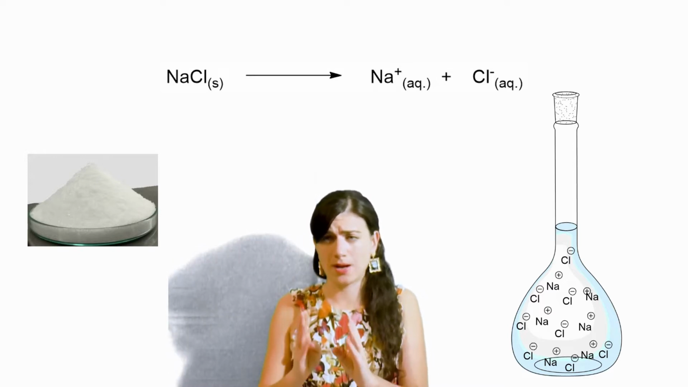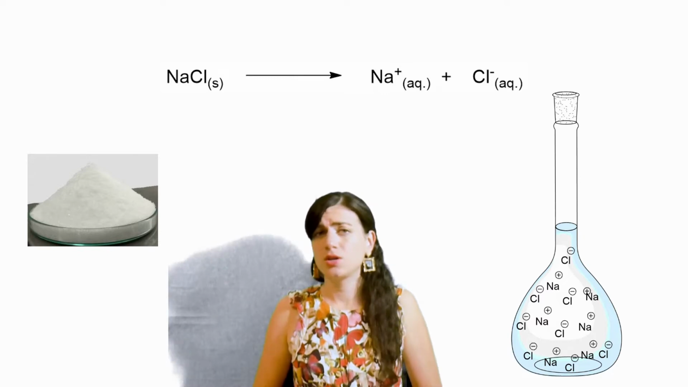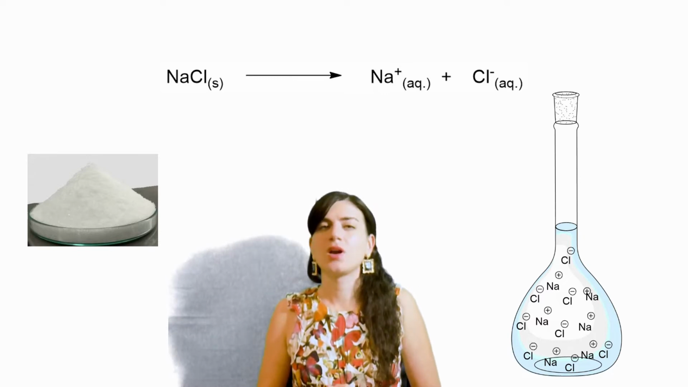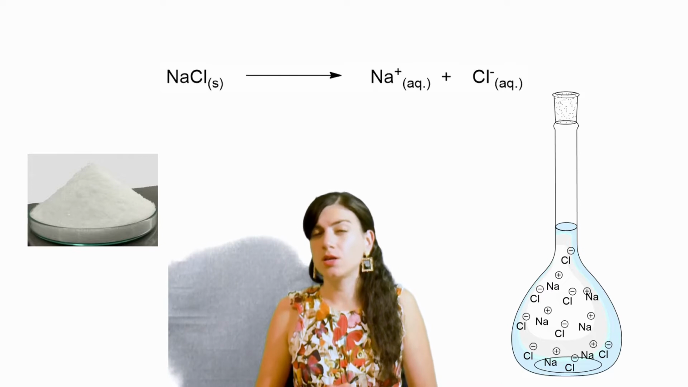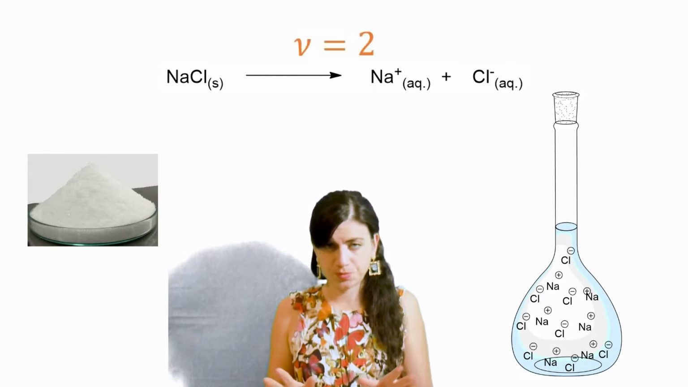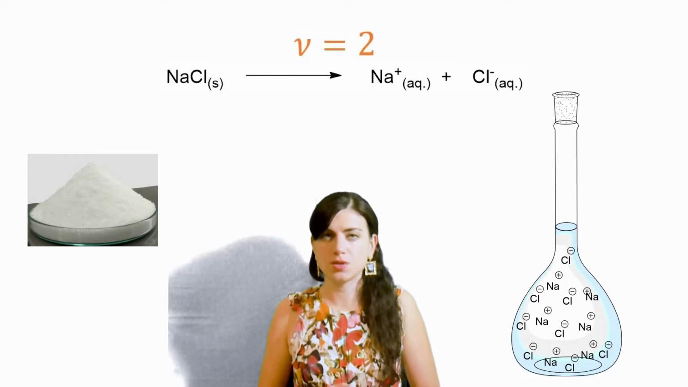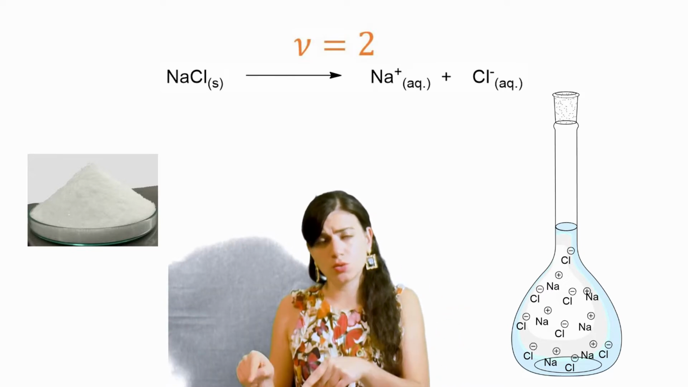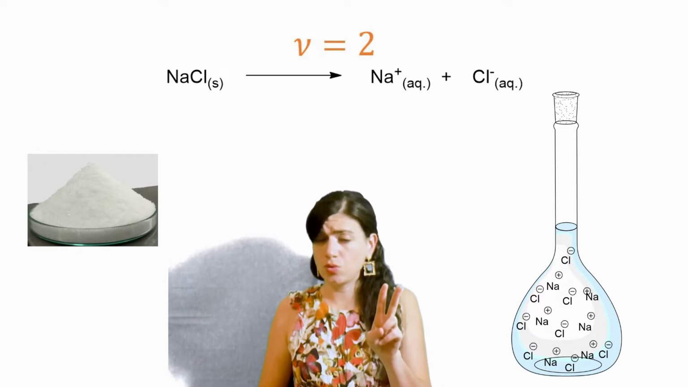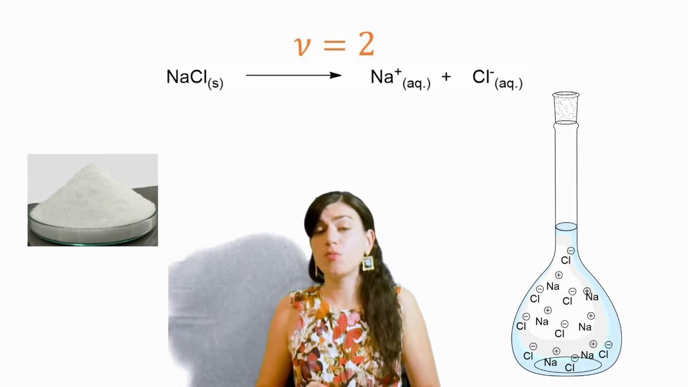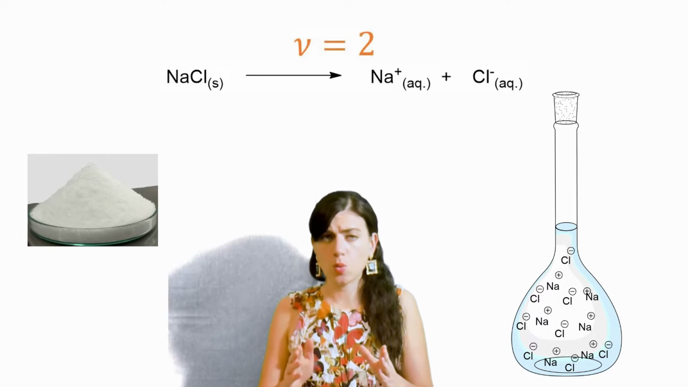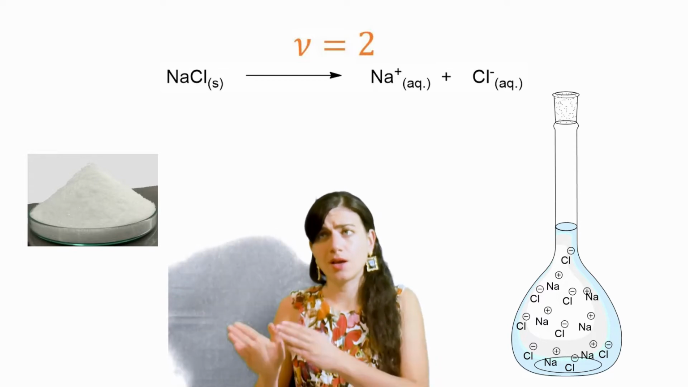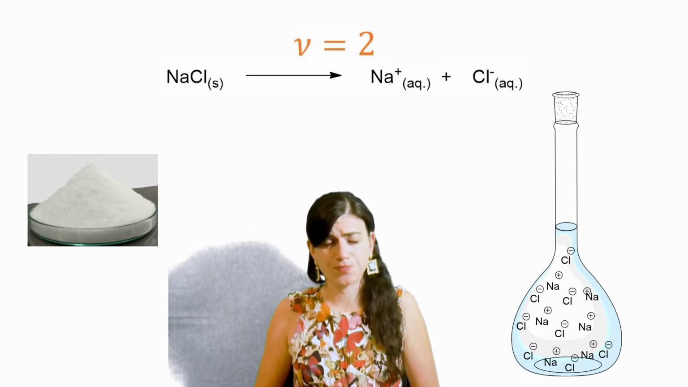If you do 1 plus 1, it's of course 2. And so our Ni will be 2. Why? Because for 1 mole of NaCl, now in solution I have 2 moles of particles. One is Na+ and one is Cl-. So you have to sum the coefficients you have in your equation.